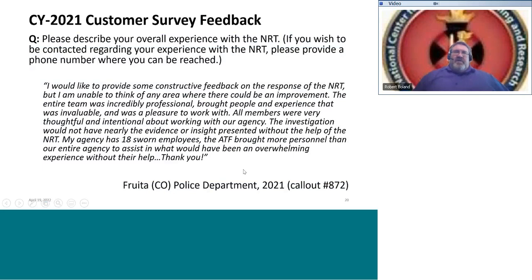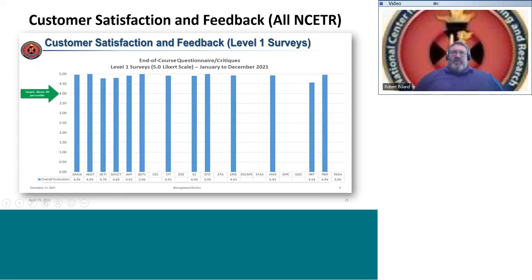Here's an example of the survey form. We're also looking for comments because these can be helpful to clarify how we're being scored. And I just pulled this one up because it was a pretty good example of the impact the NRT can have on an agency or agencies when we respond. You notice there the city of Fruita, Colorado, which is basically a suburb of Grand Junction, Colorado, has 18 sworn employees. The ATF brought more personnel than our entire agency to assist, and it would have been an overwhelming experience without their help. So you can see that the impact can be very well regarded at the local level.